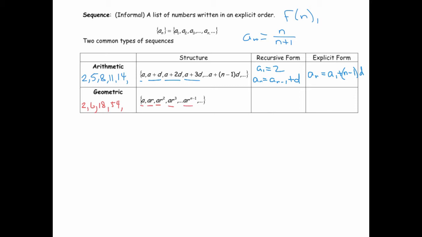So its recursive rule would be start with your first term, define it, and then any term is the one before it times the common ratio. An explicit form would be any term is the first term times the common ratio multiplied n minus 1 times. Okay, so there's just an overview of what a sequence is and two very common sequences that tend to show up a lot.